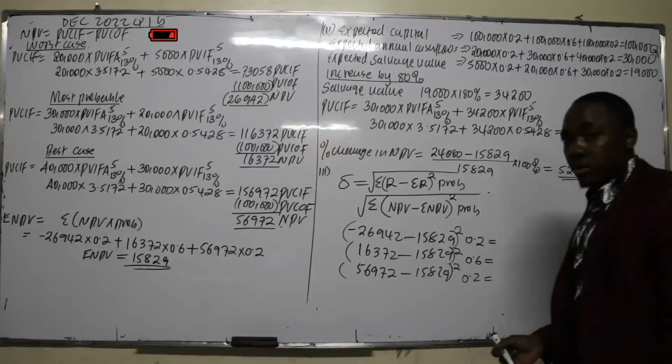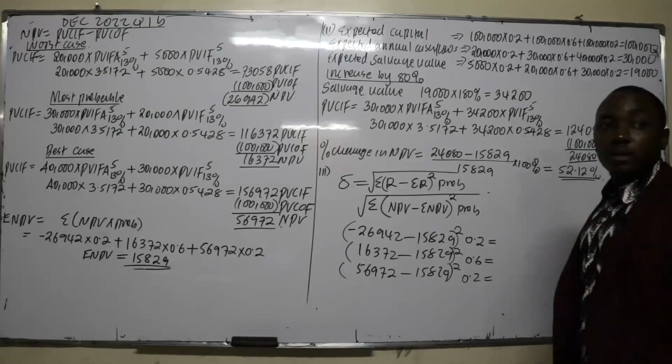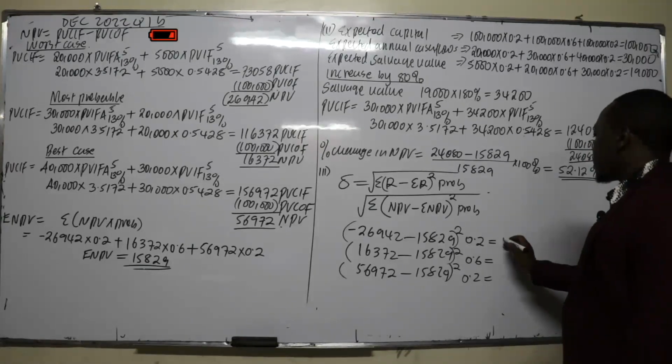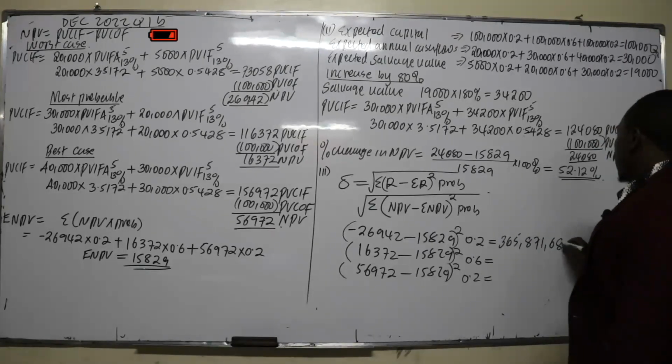Which one? The first one is? Yes? 865. 365. 871. 688.